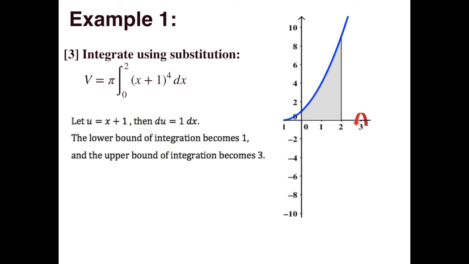Now we can rewrite this integral in terms of u. We have that volume is equal to pi times the definite integral from 1 to 3. We've replaced x plus 1 with u, so it's now u to the 4th du. This is a simple power rule for integration, and we can find the antiderivative.